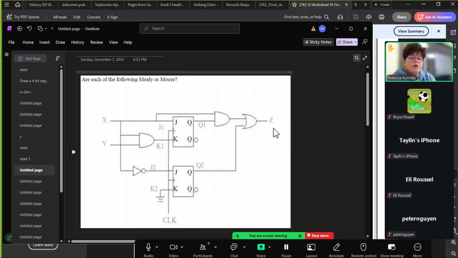So here's our output Z. Does it depend on the input separately from, the input is always going to go into the flip-flops. Does it depend on the input apart from the input going into the flip-flops? It does. So this one is Mealy.